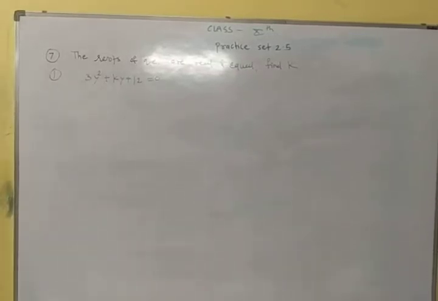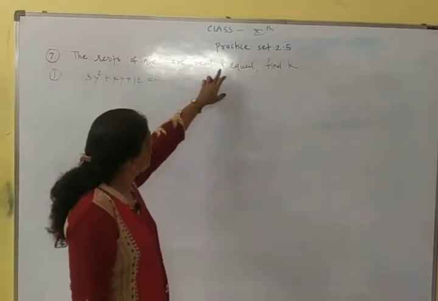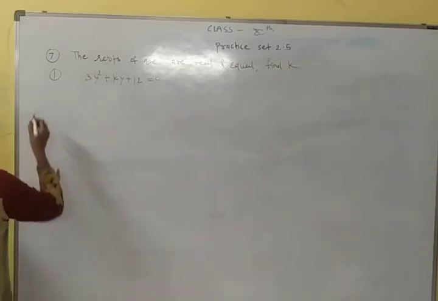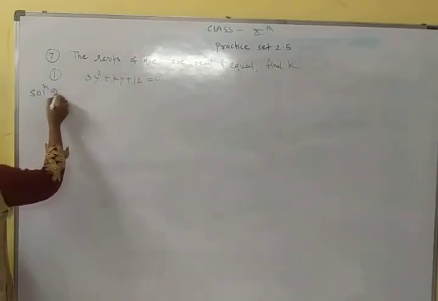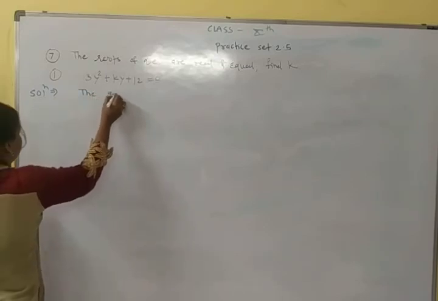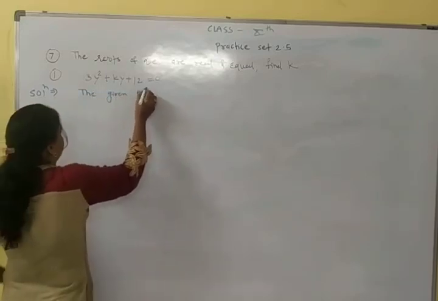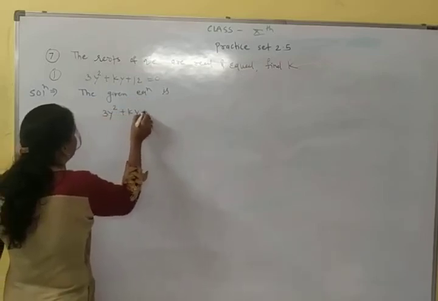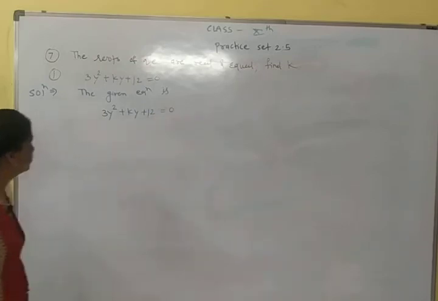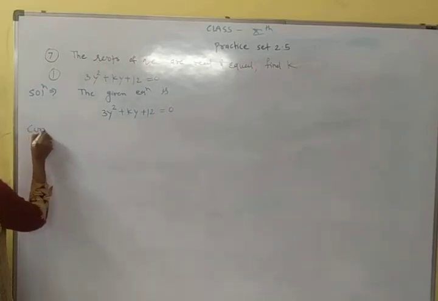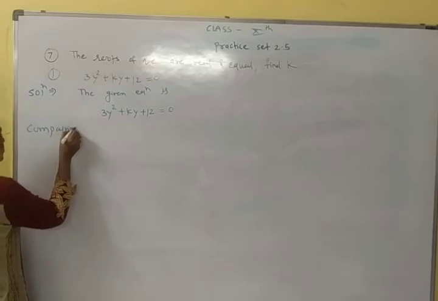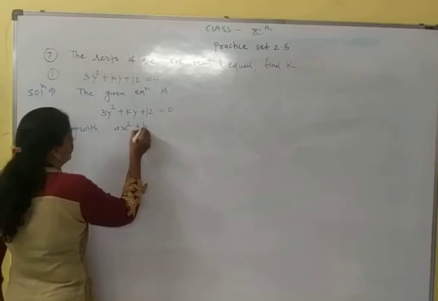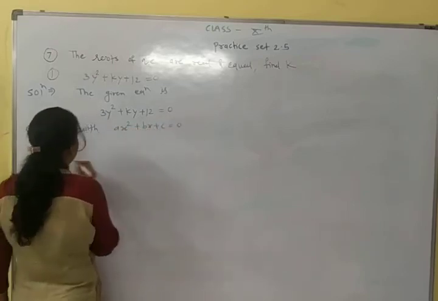Question number 7. The roots of the quadratic equation are real and equal. Find k. First problem is 3y square plus ky plus 12 equal to 0. The given equation is 3y square plus ky plus 12 equal to 0. Comparing with ax square plus bx plus c equal to 0.